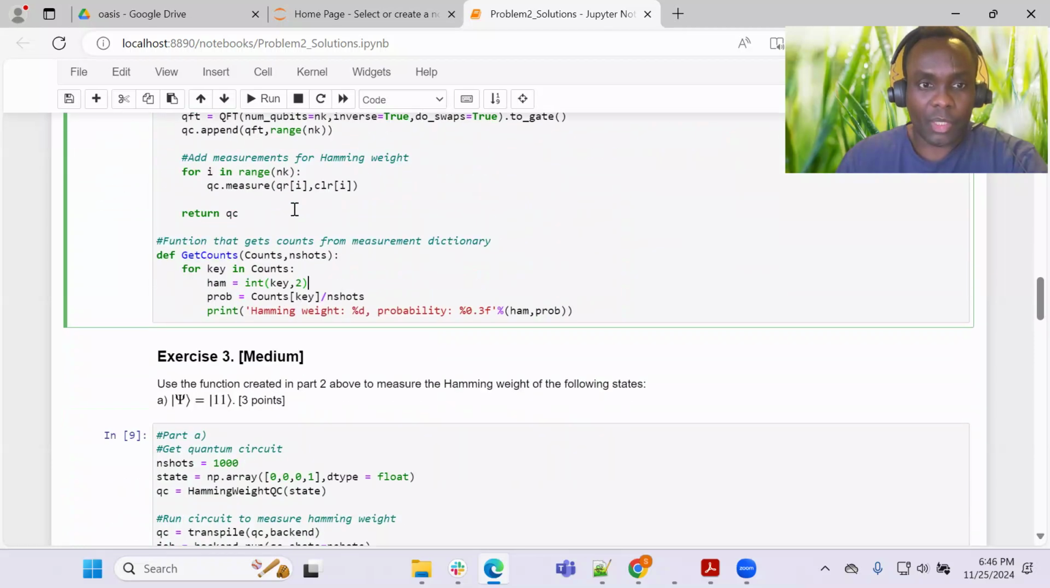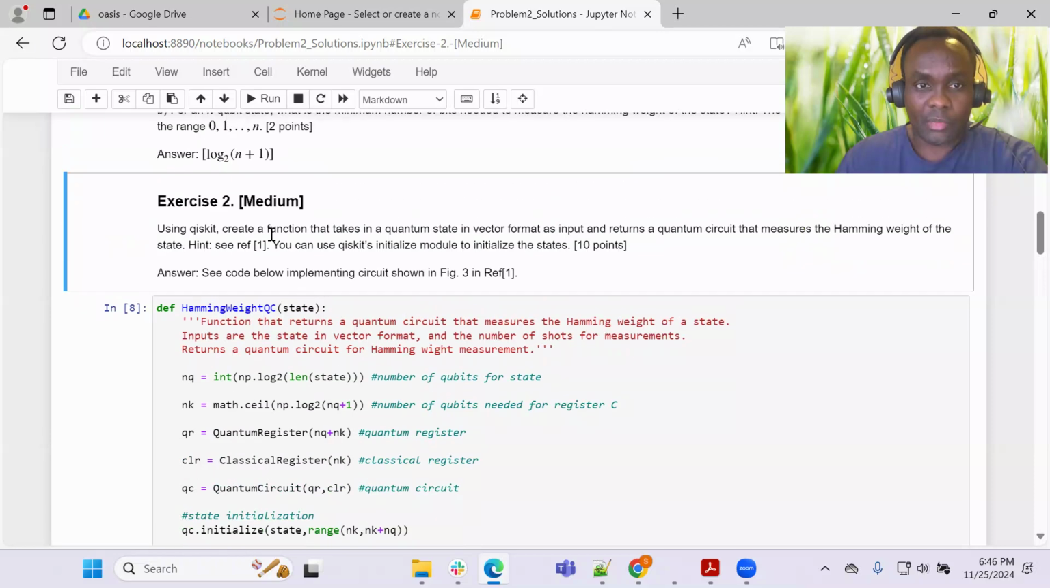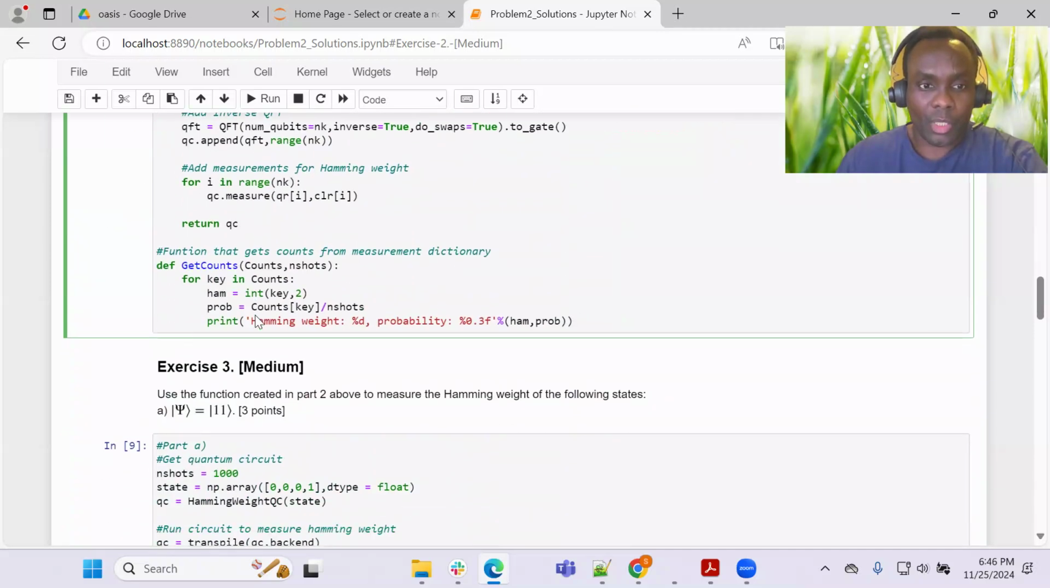Okay, that was exercise number 2. Once again, the difficulty level is medium, and it's worth 10 points. Here, you can implement either one of those two circuits, the one in figure 2 with zero padding, or the more efficient version in figure 3 without zero padding, which is what I'm showing here.